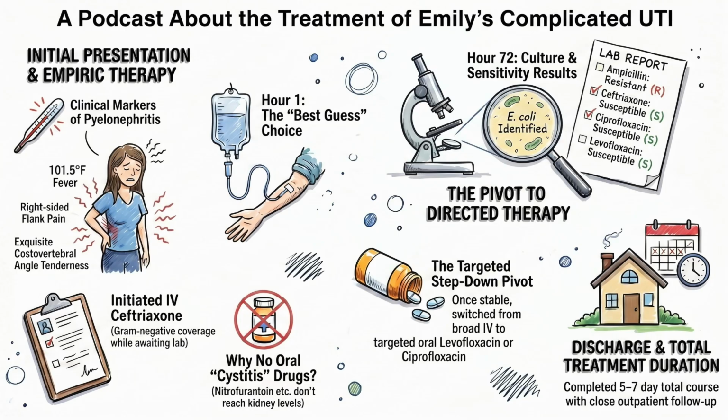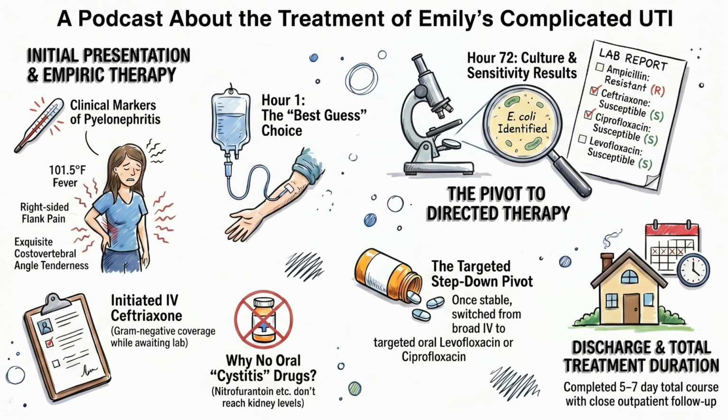The report explicitly identifies the organism, Escherichia coli. The colony count is massive, greater than 100,000 colony-forming units per milliliter. Very definitive. And beneath that identification is the sensitivity panel, showing exactly what kills this specific strain. The lab has exposed Emily's E. coli to various antibiotics to determine the minimum inhibitory concentration, or MIC. It gives us a map of resistance and susceptibility.